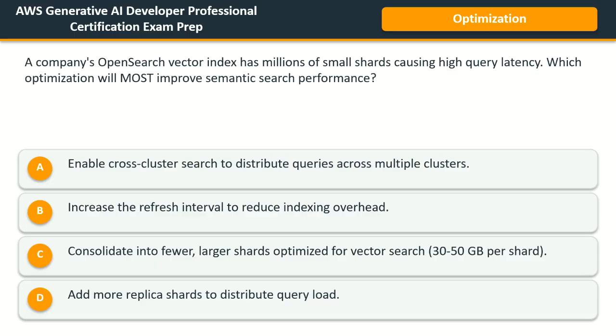Option D adds replicas. Replicas help with read throughput, but they do not reduce the cost of coordinating across too many shards. For OpenSearch vector performance, too many shards hurt. Fewer, larger shards win. The correct answer is C.